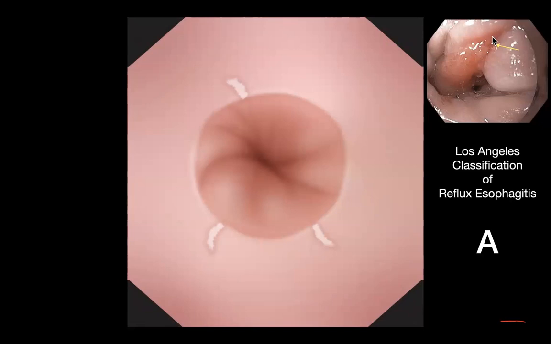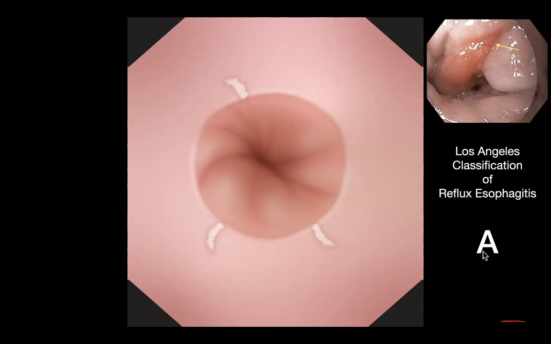And if the length of the erosion is less than 5 millimeters, it is a very mild grade of acid reflux or reflux esophagitis. So a group of experts met and came up with this classification of reflux esophagitis. They met in Los Angeles. So this is called the Los Angeles classification. And this is grade A reflux esophagitis.